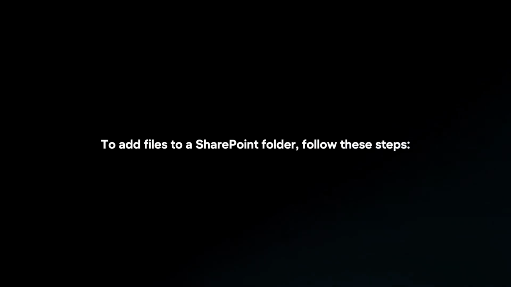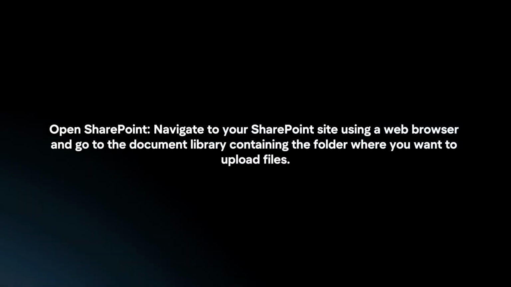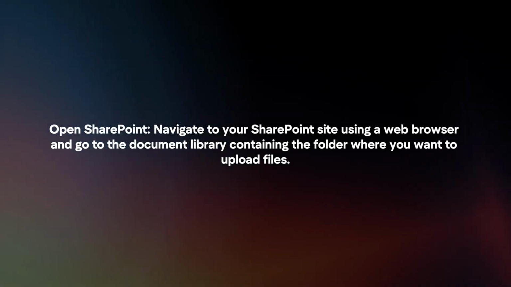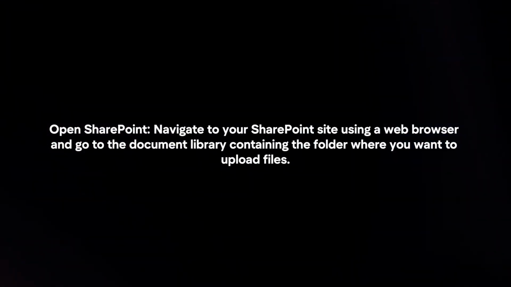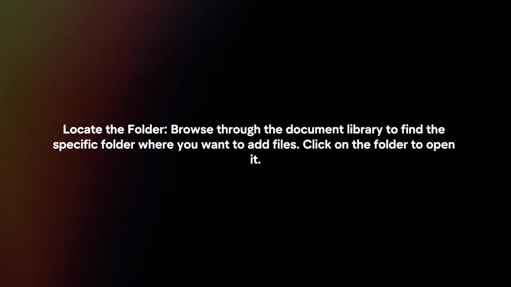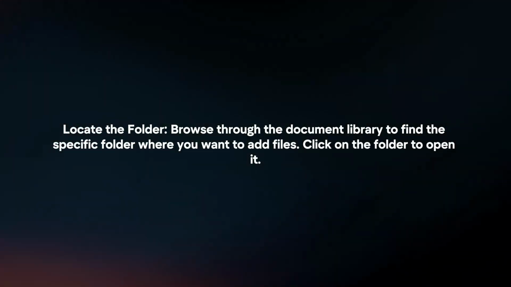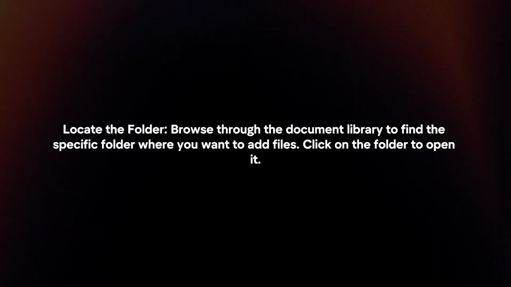To add files to a SharePoint folder, follow these steps. Open SharePoint. Navigate to your SharePoint site using a web browser and go to the document library containing the folder where you want to upload files. Locate the folder. Browse through the document library to find the specific folder where you want to add files. Click on the folder to open it.